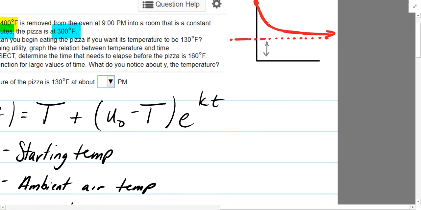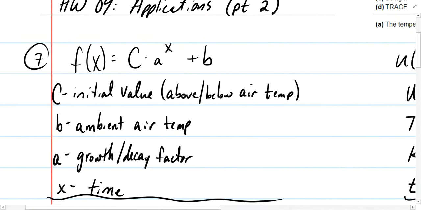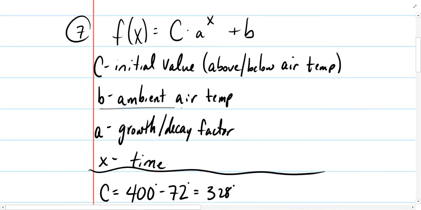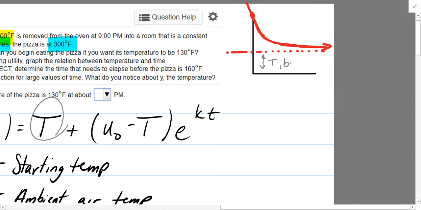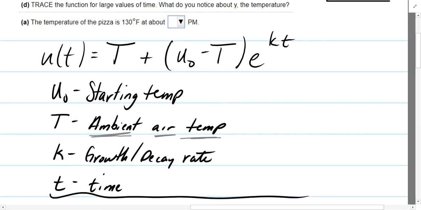Now, in Math Excel, that vertical offset is going to be labeled as T, capital T. That's our ambient air temperature. And in the format that I've been using with this exponential growth equation, that number is represented by the letter B. T or B. So the first thing I'm going to do is just talk through the Math Excel layout for a second, and then we'll talk a little bit more about how I would use my format.